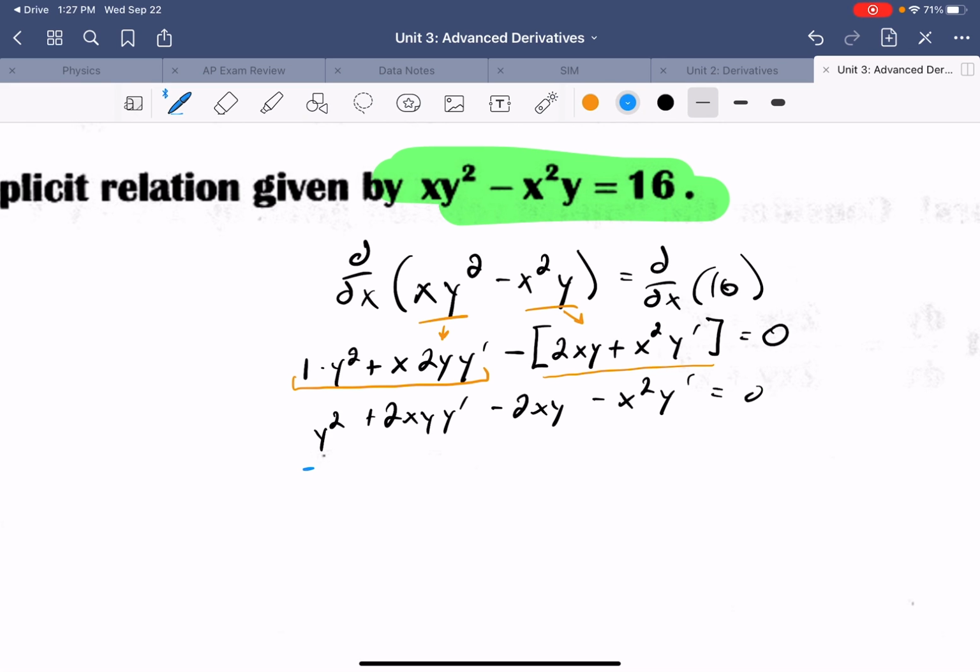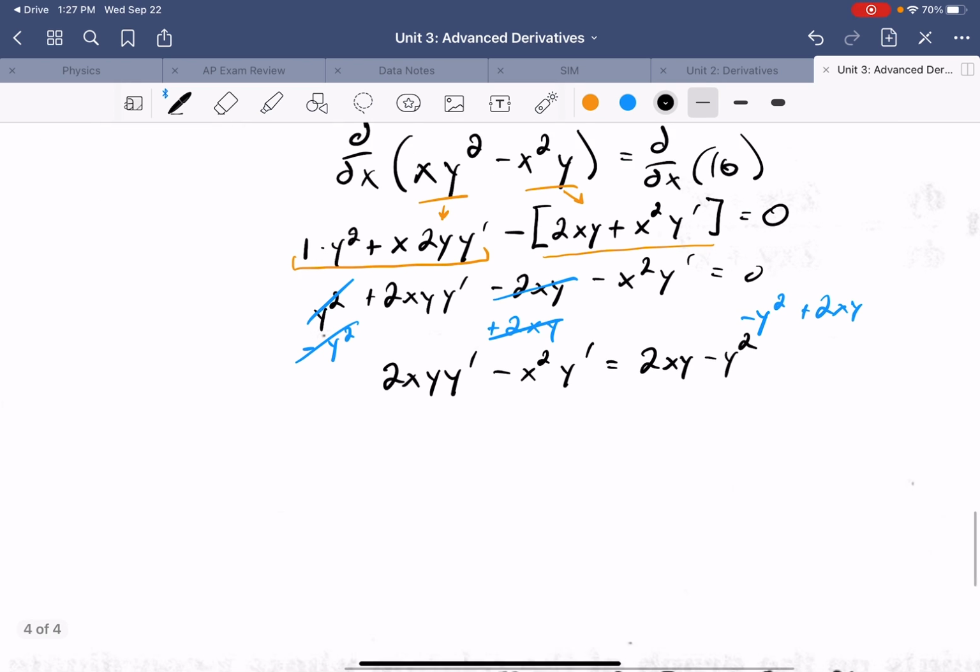So this y squared does not have a y prime, so I'm going to subtract y squared from both sides. That means that's going to go away. Negative 2xy does not have a y prime, so I'm going to add 2xy to both sides. That's going to go away. Everything else has a y prime. So we're left with 2xy y prime minus x squared y prime equals, I'm going to reorder the right, so it's going to be 2xy minus y squared.